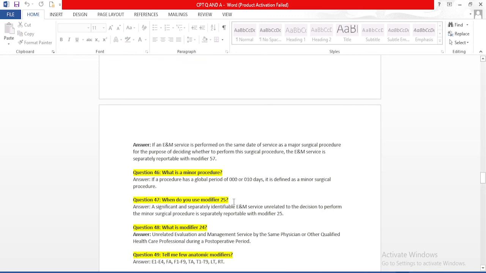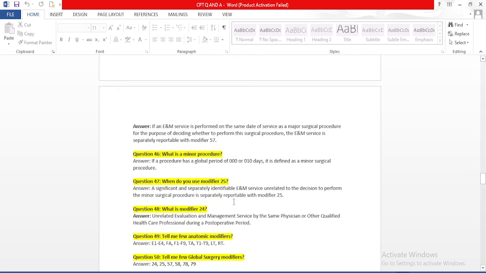Tell me a few examples of anatomic modifiers. E1 to E4, FA, F1 to F9, TA, like that. Next one, tell me a few global surgery modifiers. 24, 25, 57, 58, 78, 79 are global surgery modifiers.